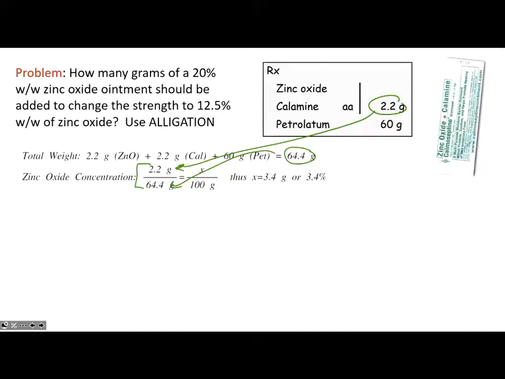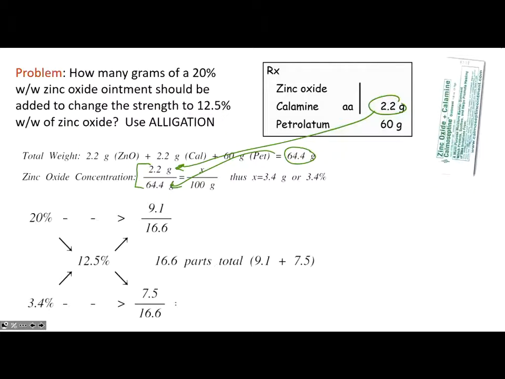So now does it make sense? What is our high strength? 20%. What are we adding it to? What's the low strength? 3.4%. And what are we trying to make? 12.5%. So let's set up our alligation. Starting on the top 20, going diagonally down, let's subtract the 12.5. 20 minus 12.5 is 7.5. Starting with our low strength 3.4, going up to the upper right, 12.5 minus 3.4 gives us 9.1.